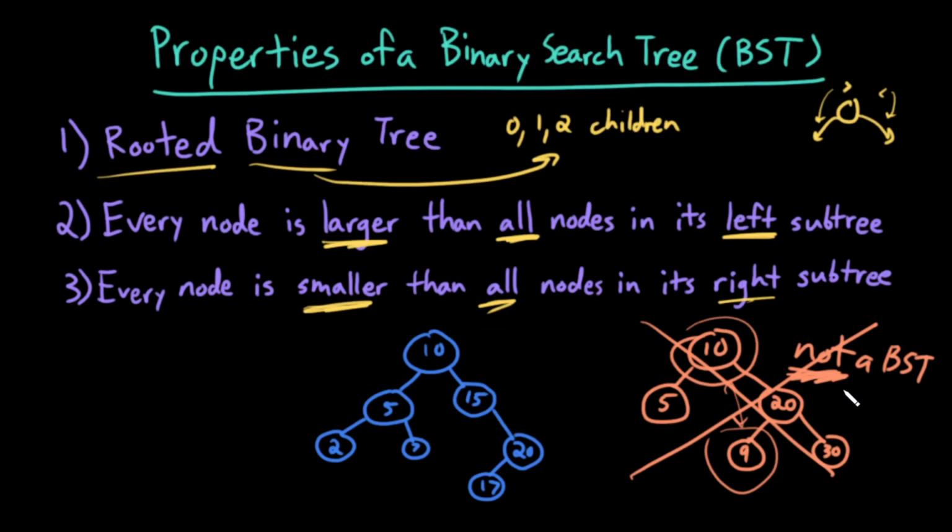So I wanted to show this example just to emphasize that when you're checking if a given tree is a valid binary search tree, you have to look at the entire left subtree and the entire right subtree of a given node. It's not sufficient to just look at the left and right child of a given node.